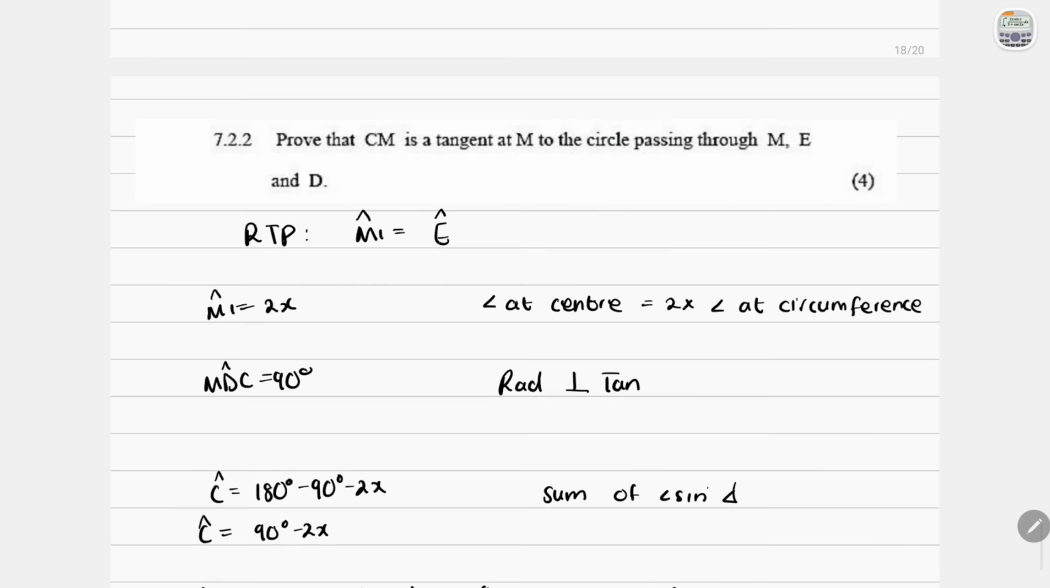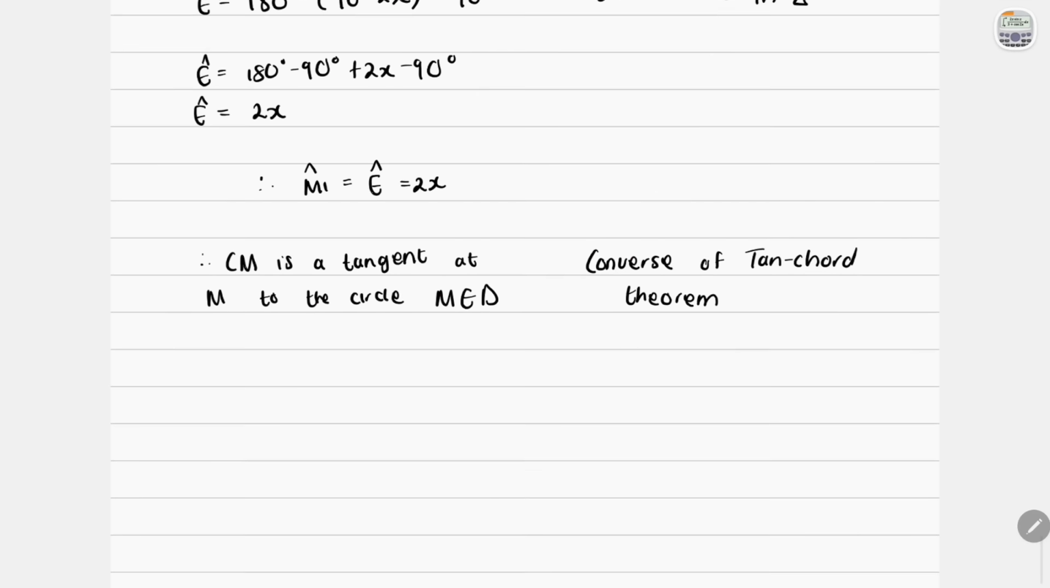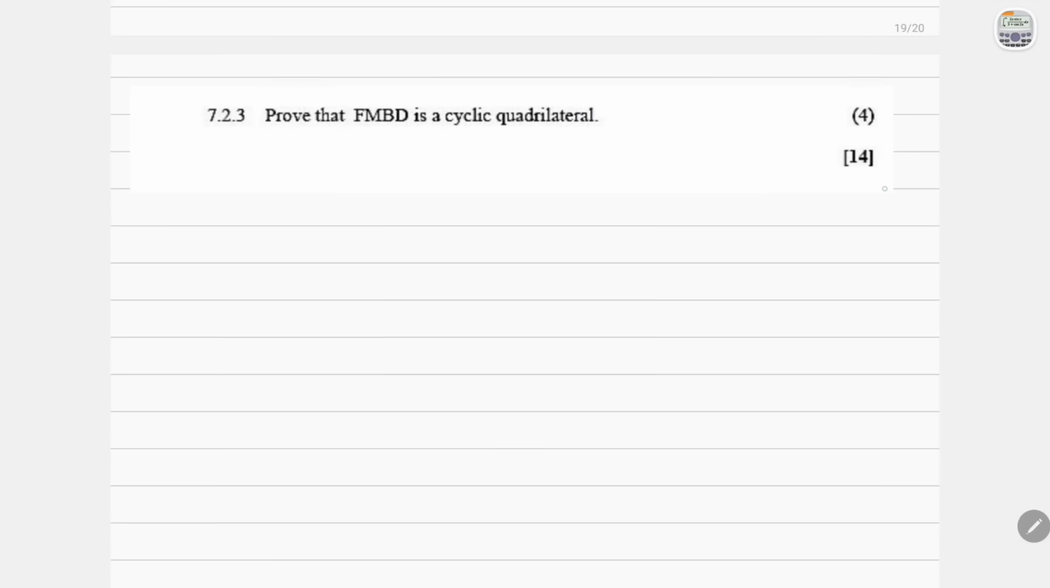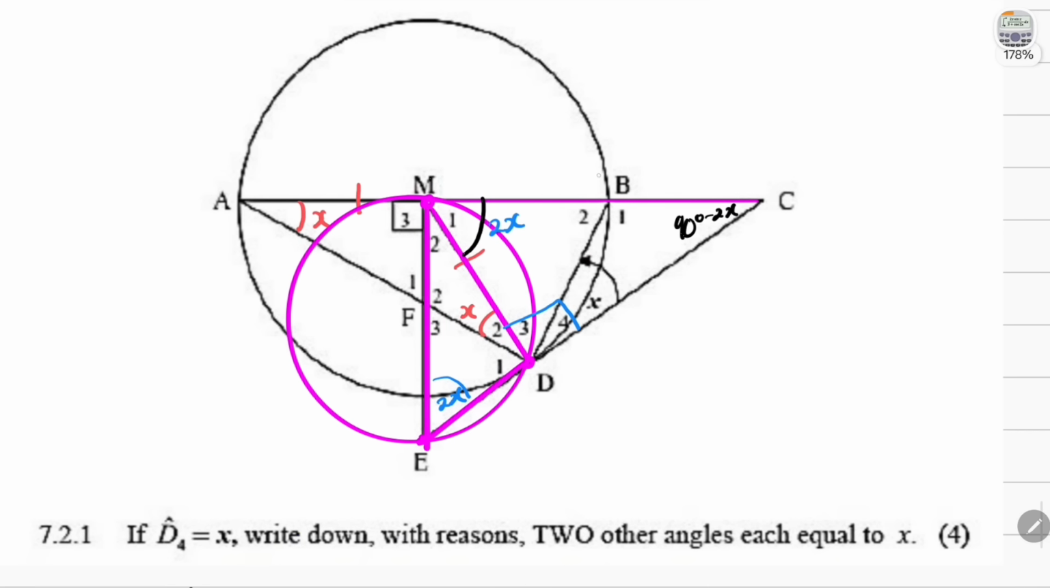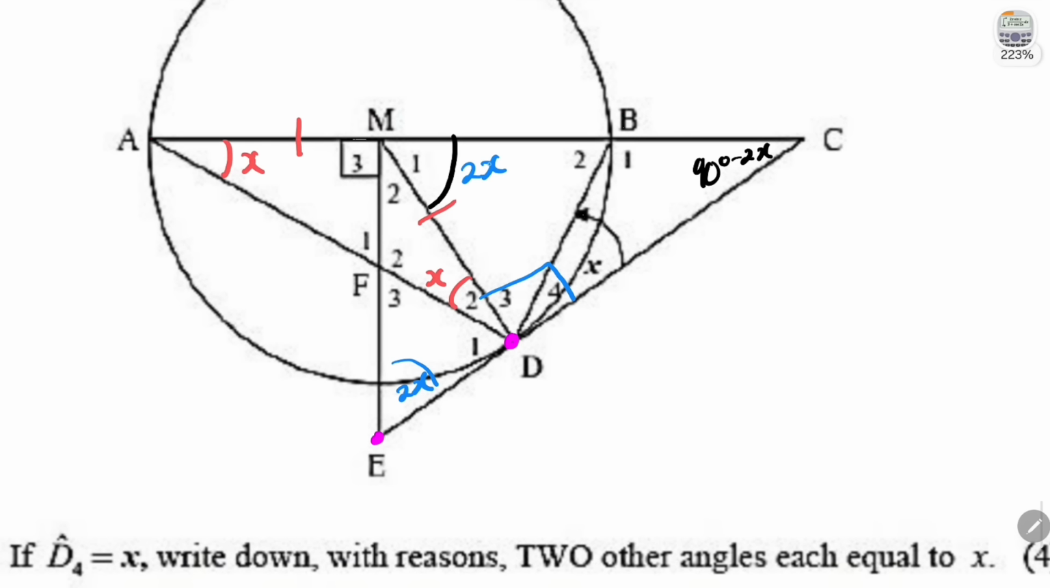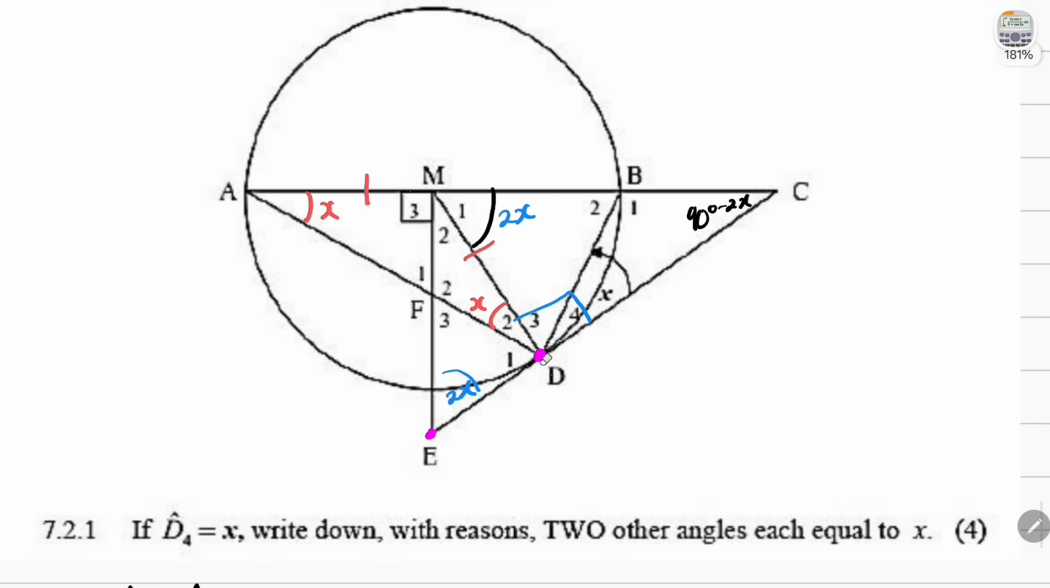Okay, and that is it for question 7.2.2. Moving on to the next question. Question 7.2.3 says, prove that FMBD is a cyclic quadrilateral. I'm just going to get rid of all of these lines and only leave things like the angles I found, those are fine. But we need to prove that FMBD is a cyclic quad.